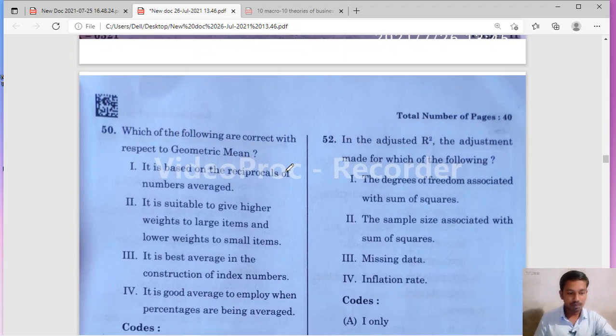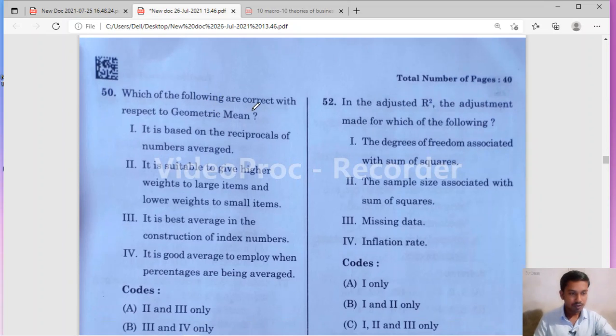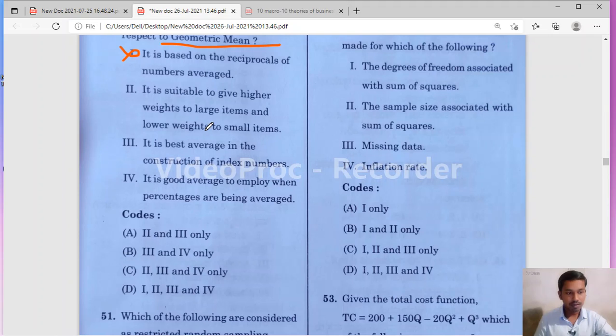Then question number 50. Which of the following are correct with respect to geometric mean? First one, it is based on the reciprocal of numbers are averaged. No, this is wrong, because reciprocal will come in the harmonic mean. Yes, geometric mean means nth root. Second one, it is suitable to give higher weights to large items and lower weights to small items. This is also wrong here. In geometric mean, we give small weights to the large items.